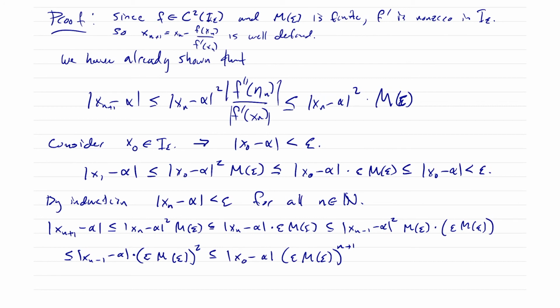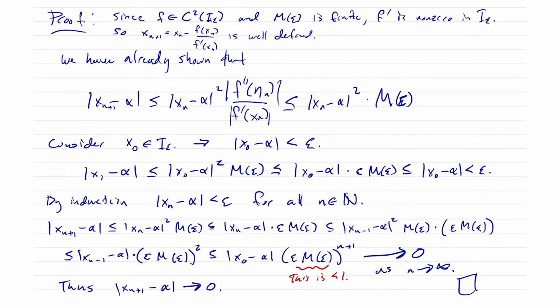Okay, great. But the big thing is that this is less than 1 in absolute value. So what does that tell us? This goes to 0 as n goes to infinity, and thus xn plus 1 minus alpha also goes to 0. And so we have proved the theorem. So that's a nice little result, and that looks like everything.